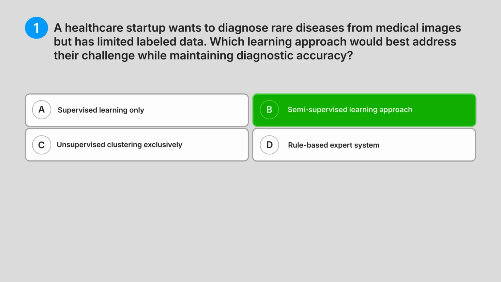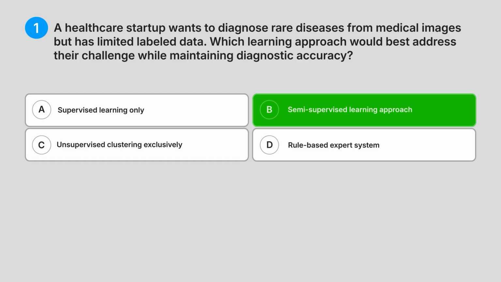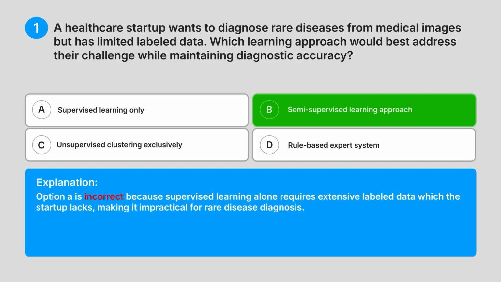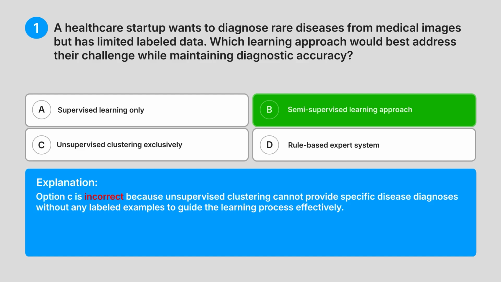Correct answer. B. Semi-supervised learning approach. Explanation. Option B is correct because semi-supervised learning combines small labeled datasets with large unlabeled data, perfect for scenarios where labeling is expensive but unlabeled data is abundant. Option A is incorrect because supervised learning alone requires extensive labeled data, which the startup lacks, making it impractical for rare disease diagnosis. Option C is incorrect because unsupervised clustering cannot provide specific disease diagnoses without any labeled examples to guide the learning process effectively.